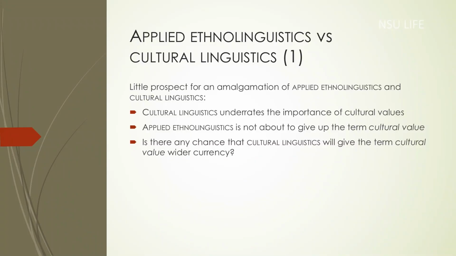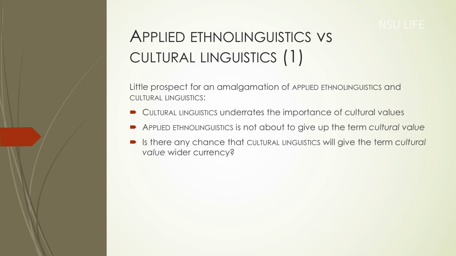Why are they different? Because, as I have said, cultural linguistics, as far as I'm concerned, underrates the importance of cultural values, lumping them together with one of the 3 types of cultural conceptualizations. For applied ethnolinguistics, my own approach, cultural value is just the backbone. And I'm not going to give up cultural values; the thought hasn't crossed my mind for one split second that I'm going to give up cultural values and start talking about cultural schemas, metaphors and categories.